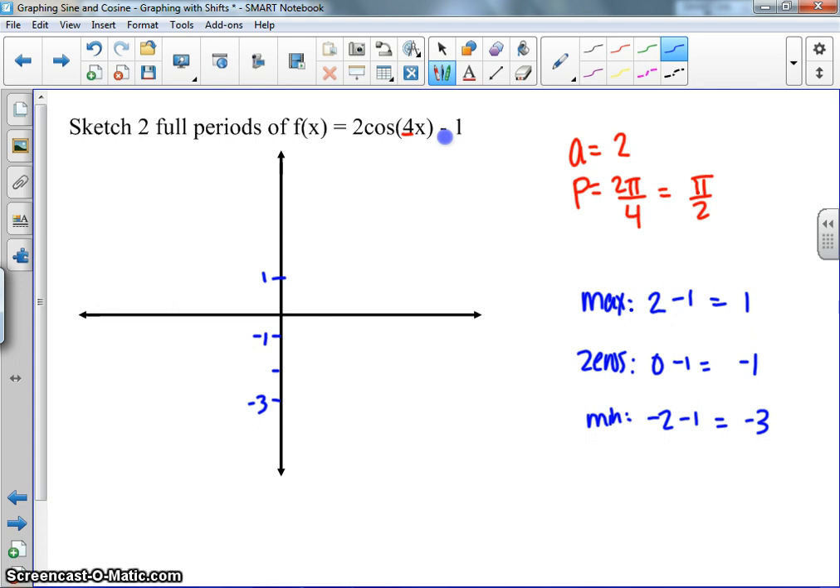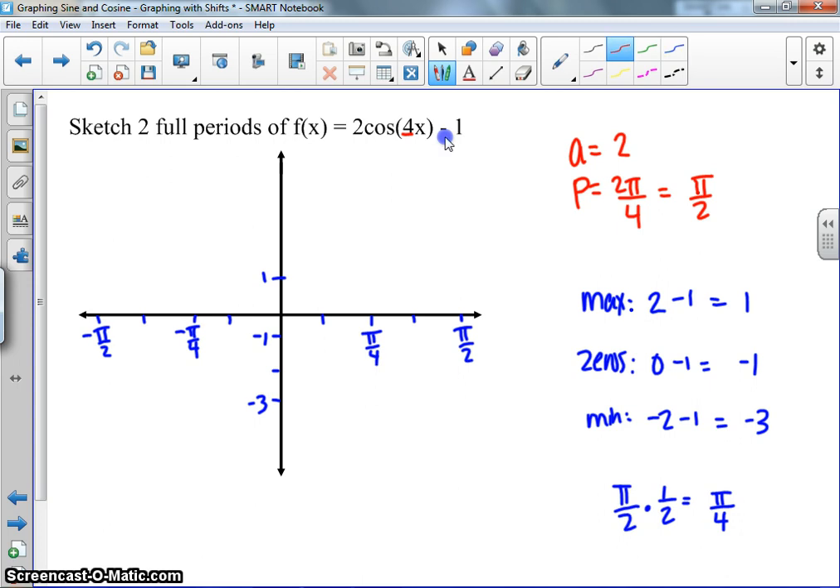Alright, I'm also going to label the period on here, so this is going to be pi over 2. This will be negative pi over 2. To find that middle point, I'm just going to take pi over 2 and times it by 1/2. Multiplying by 1/2 and dividing by 2 are really the same thing. So this is going to be pi over 4. And so this is going to be right here, pi over 4 and negative pi over 4.